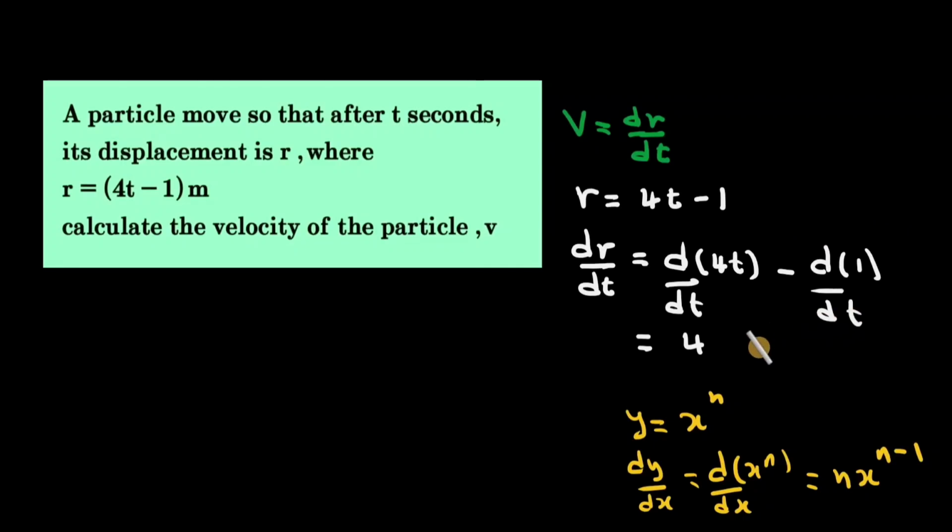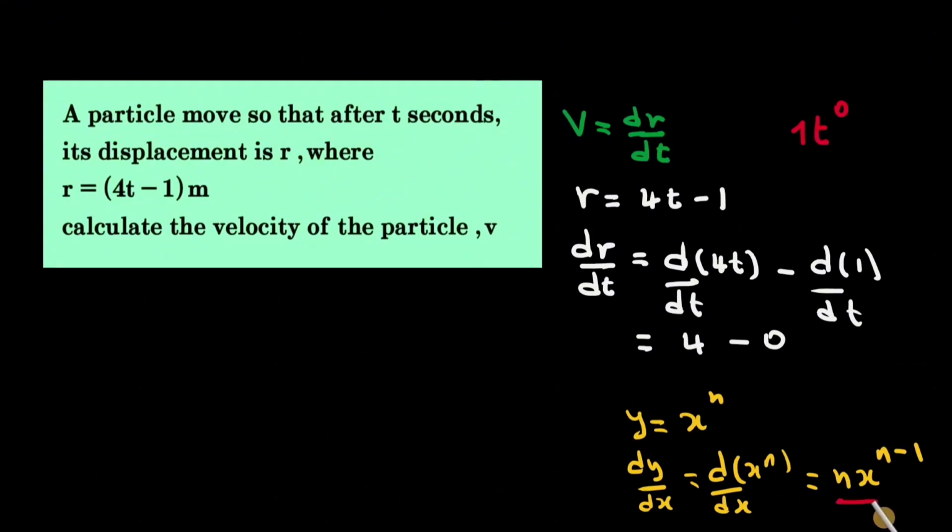And then the differentiation of 1 is 0. So why is it 0? 1 can be multiplied by a variable, let's say t to the power 0, which is the same as 1. Since t to the power 0 is 1, it's the same as 1 times 1, which is still 1. So it means that differentiating a constant like 1 is like differentiating 1t to the power 0.